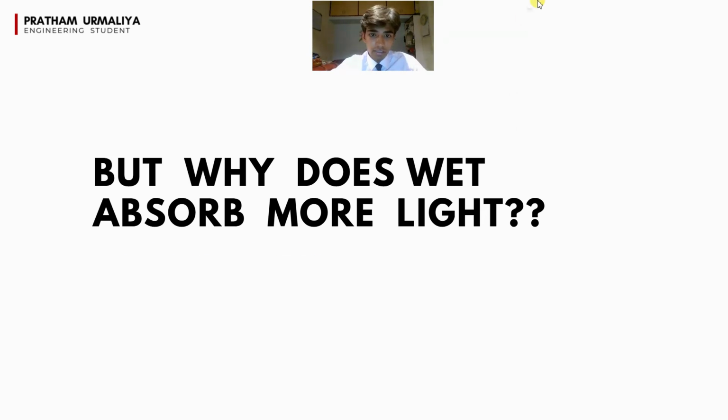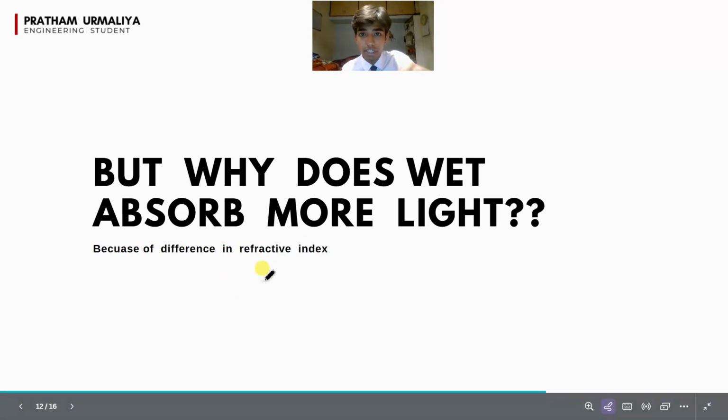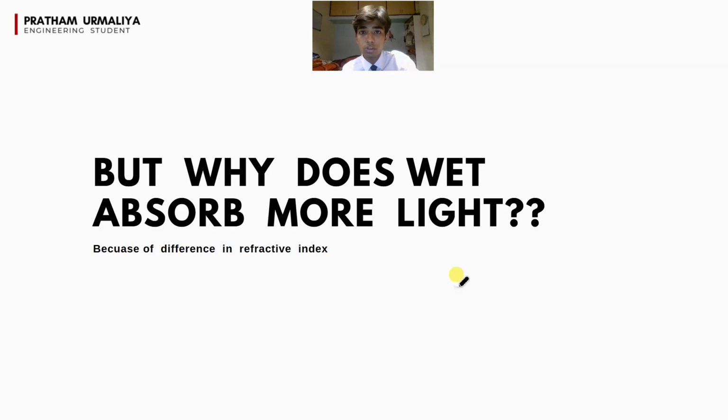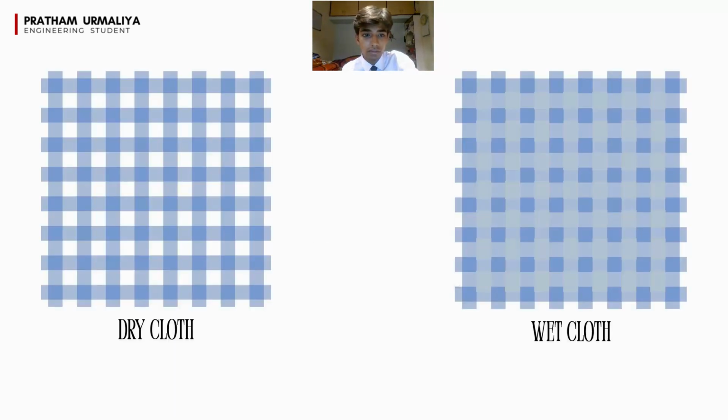So I'll just tell you what is happening. Because of the difference in refractive index, because refractive index is the thing that plays a very crucial role in determining how much light will be reflected and how much light will not be reflected. If we see here, we have a dry cloth here and a wet cloth here. The pores you see here are filled with air, and in this case they are filled with water. Now what will happen?